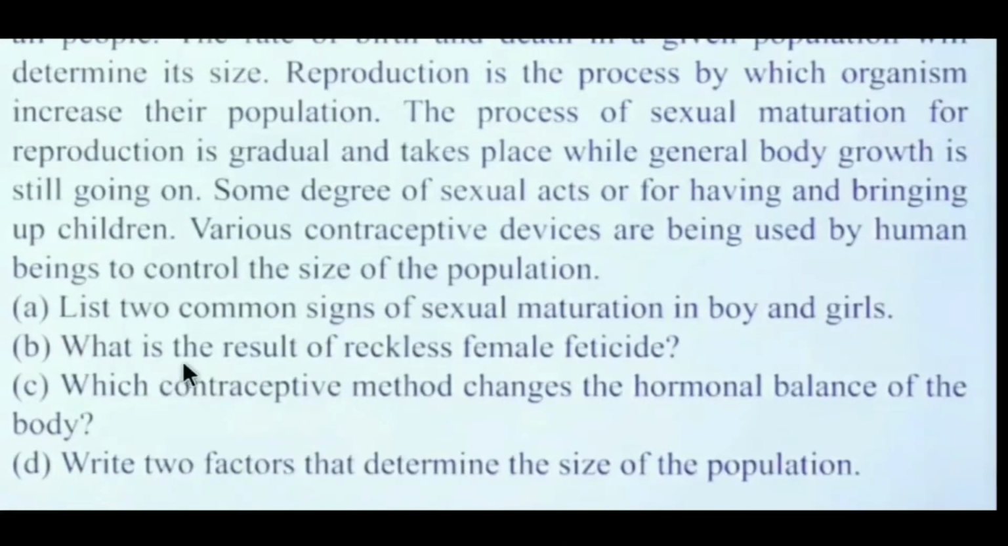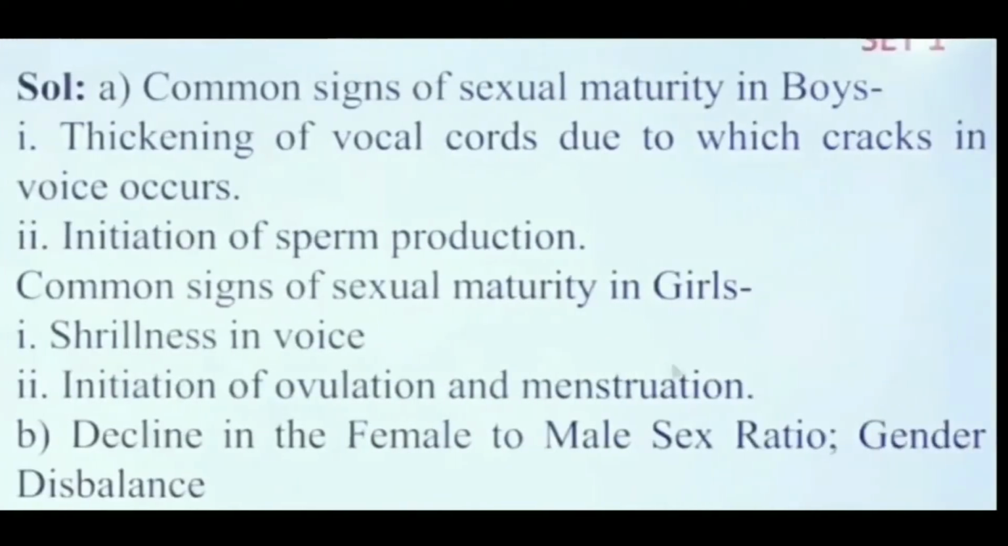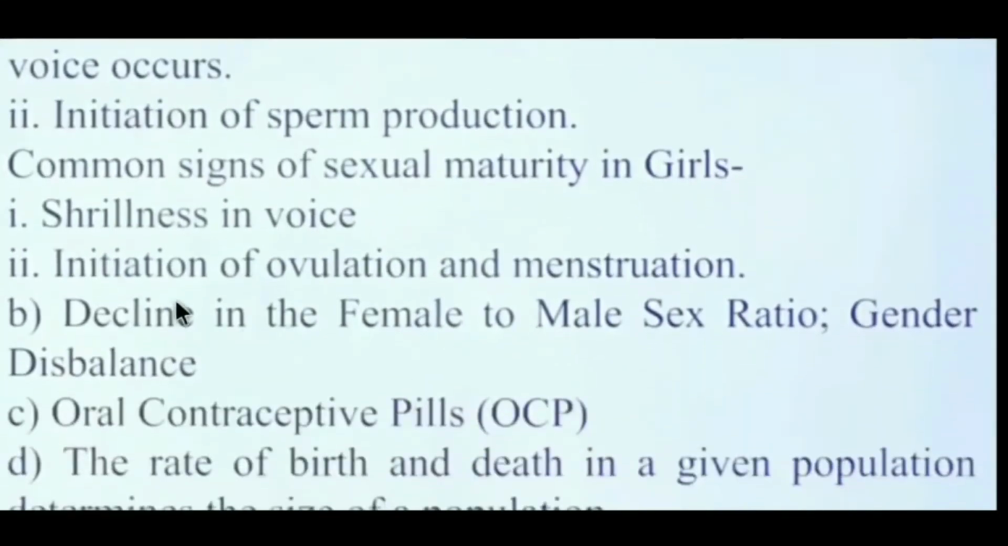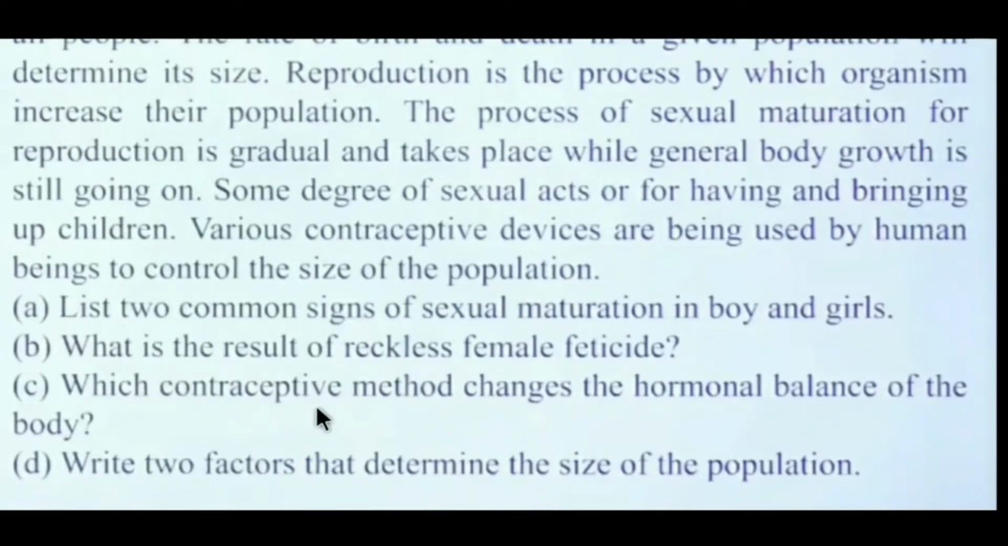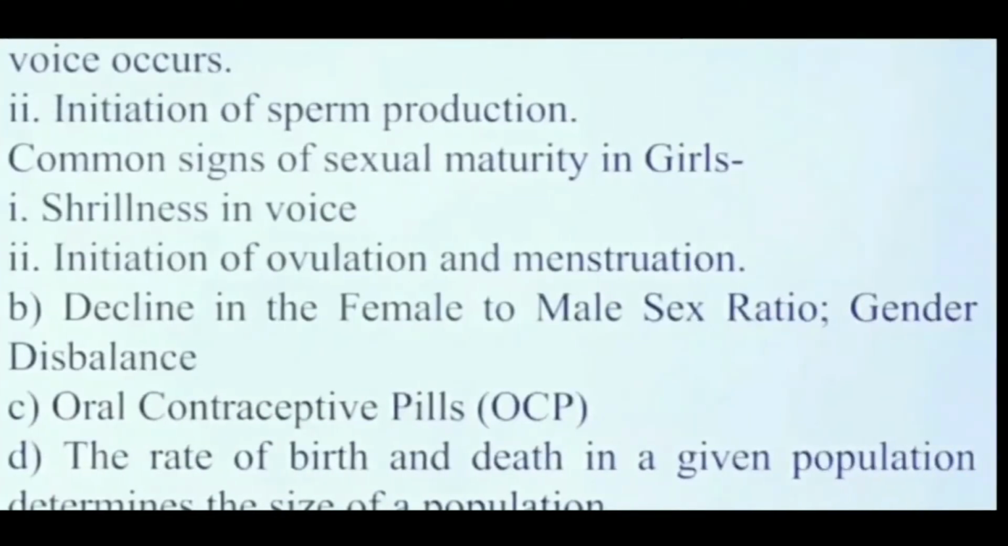Second question is, what is the result of reckless female feticide? Answer is decline in the female to male sex ratio, gender disbalance. Third one is, which contraceptive method changes the hormonal balance of body? Answer is oral contraceptive pills, OCP.